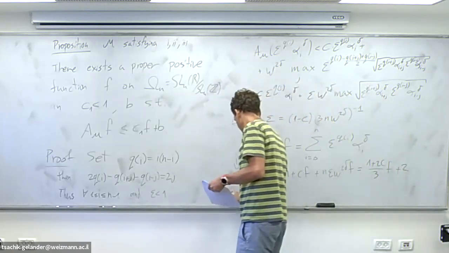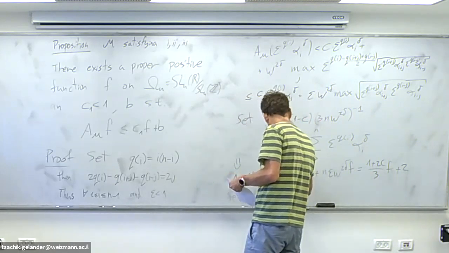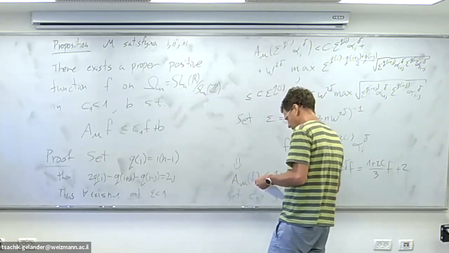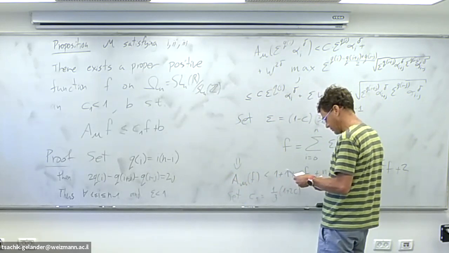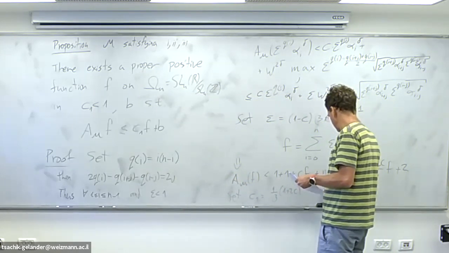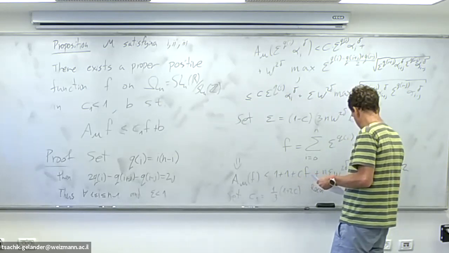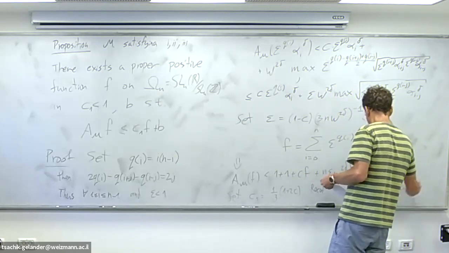So set C1 to be 1/3 of 1 plus 2C. Recall that C was smaller than 1, so we will find C1 smaller than 1. And recall finally that alpha I, where I is bigger than 0 and smaller than n, is bounded. That's finished.